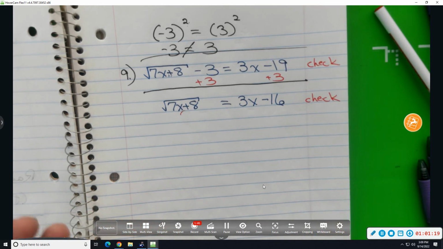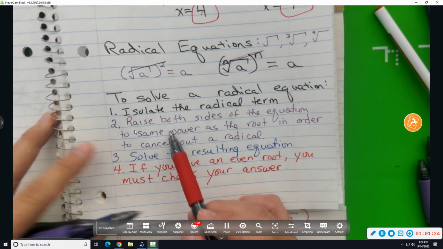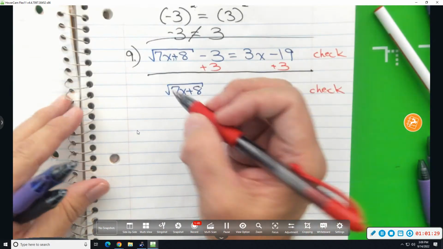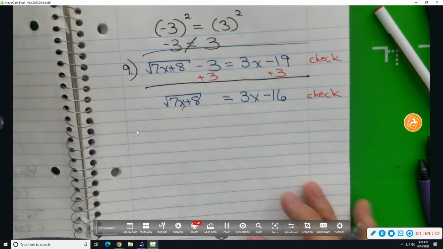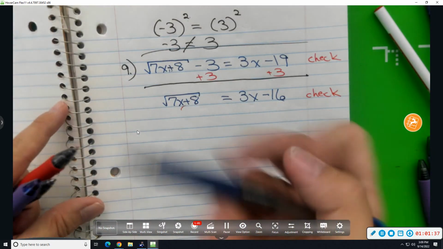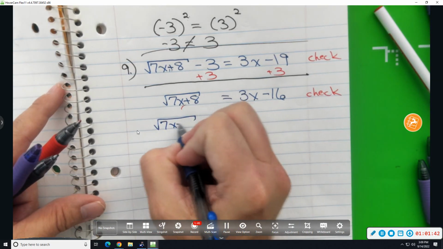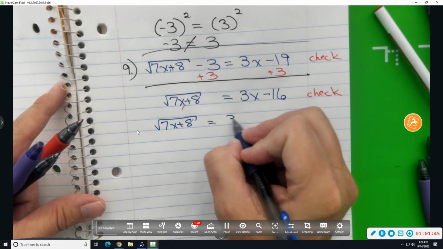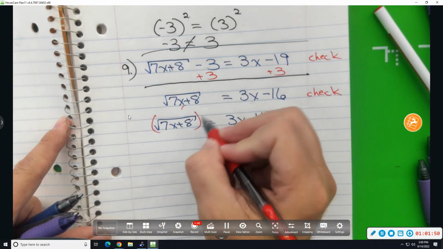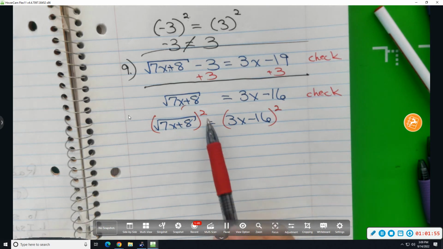So, the next thing I said to do after you isolate the square root? Raise both sides to a power that will cancel out the square root. So we're going to square both sides. You know something? I better recopy this because the way I wrote that, it's going to interfere. Okay, 3x minus 16. I'm going to square both sides. Square and square. What's about to happen on the left side?